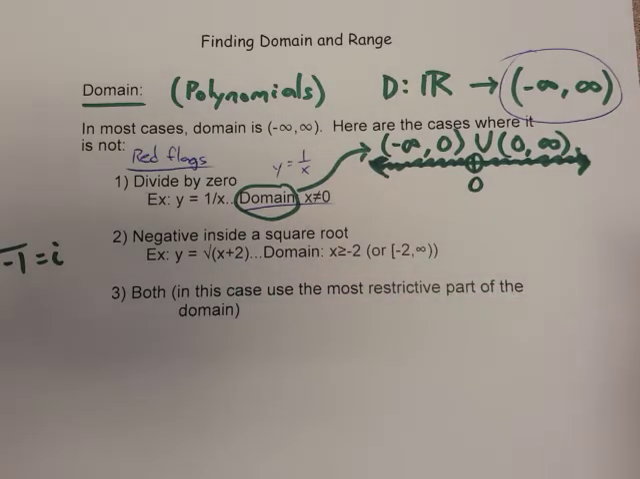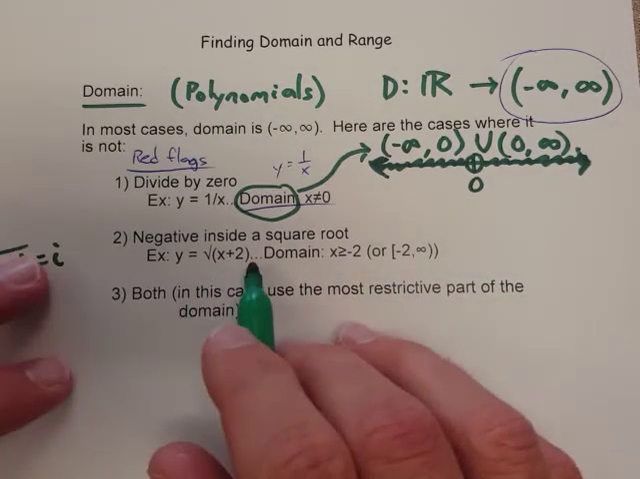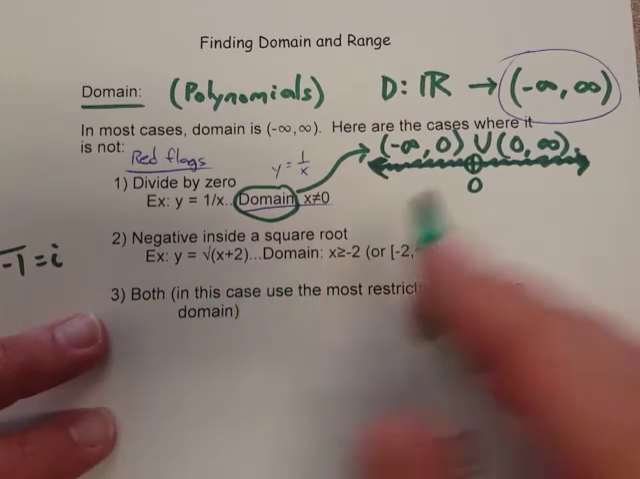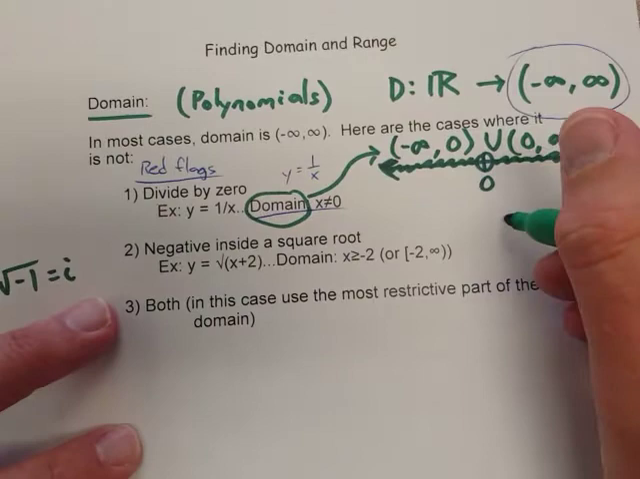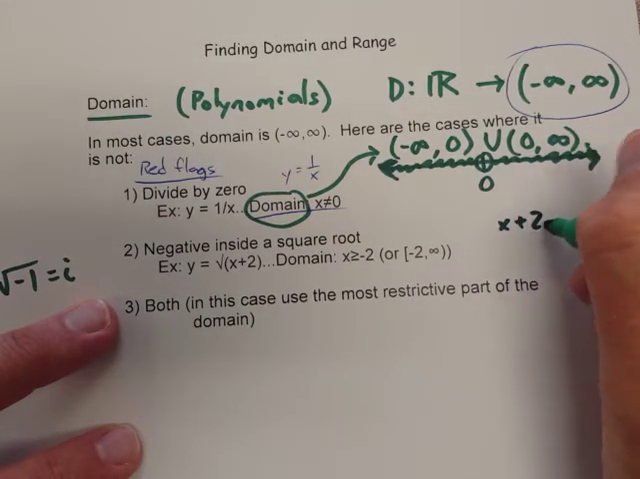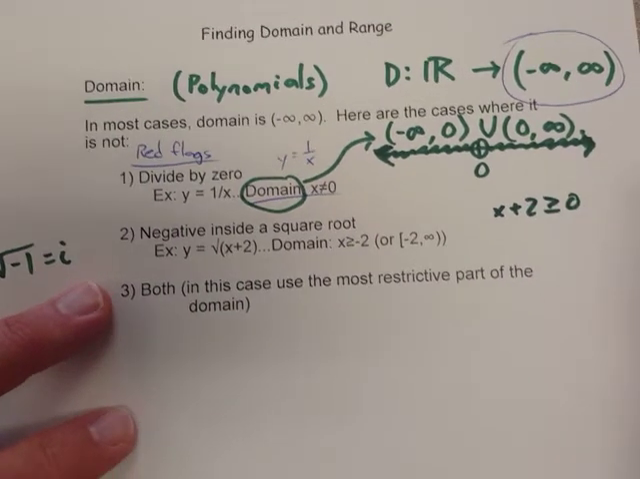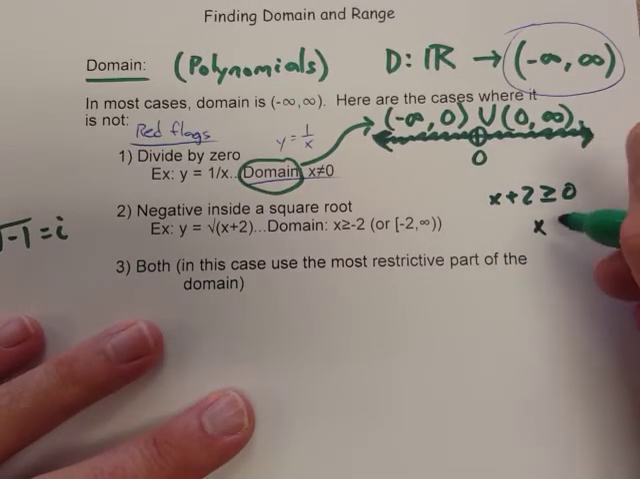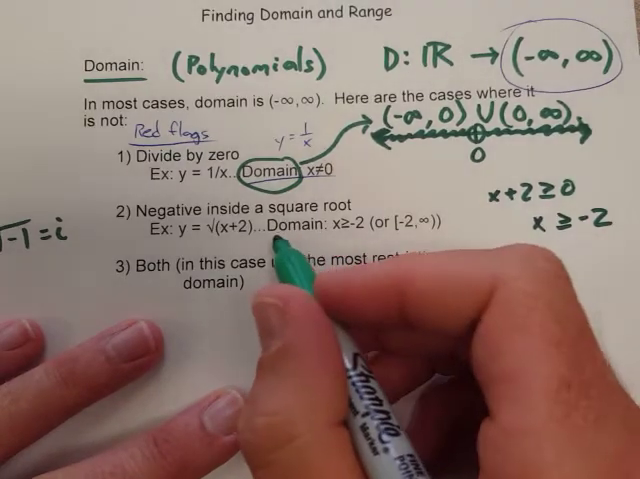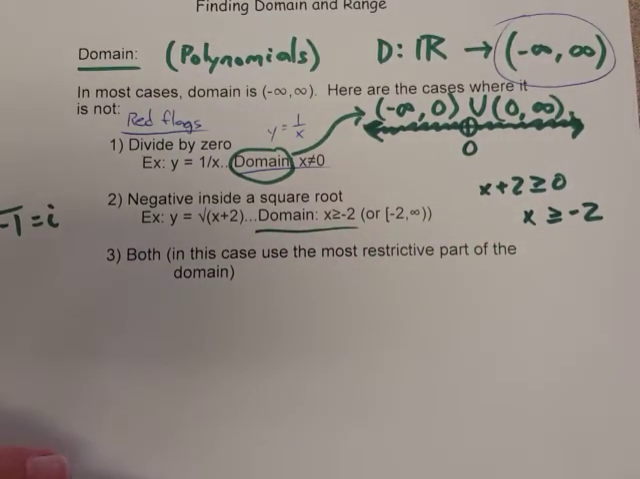So here's how we're going to find out this domain. When we've got a square root, I'm just simply going to take x plus 2 and set it greater than or equal to 0. Okay, I'm going to solve that inequality, and that'll be x is greater than or equal to negative 2. And that's what I have listed for the domain right here.